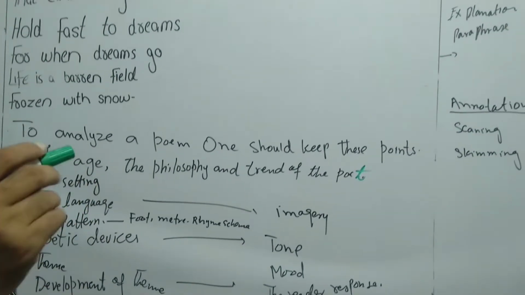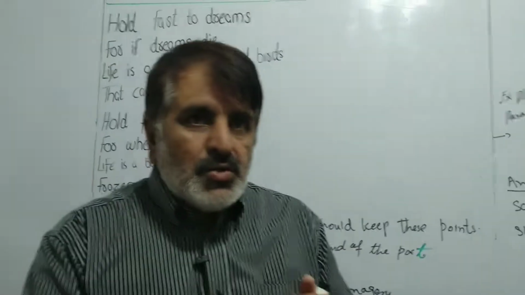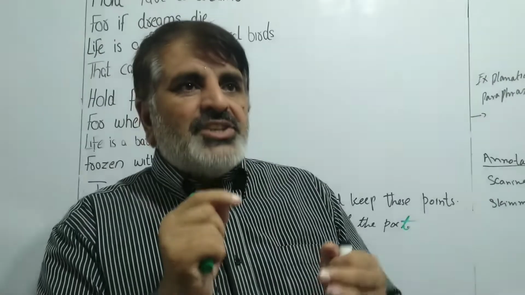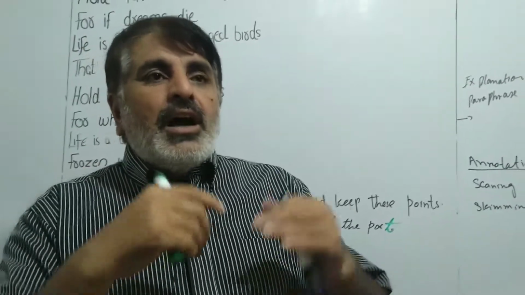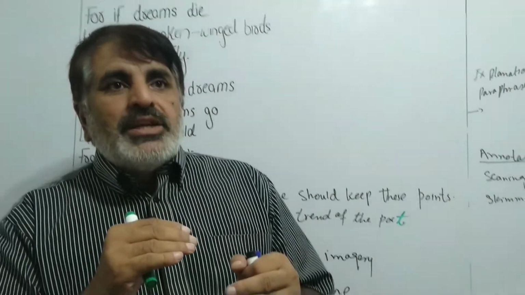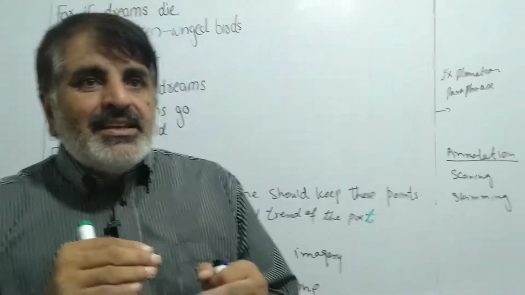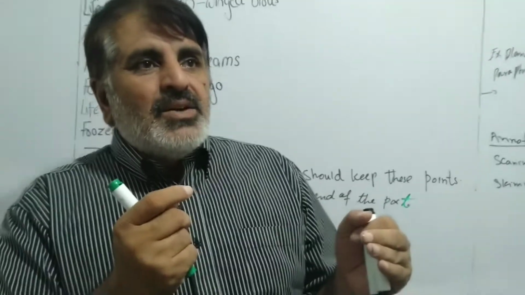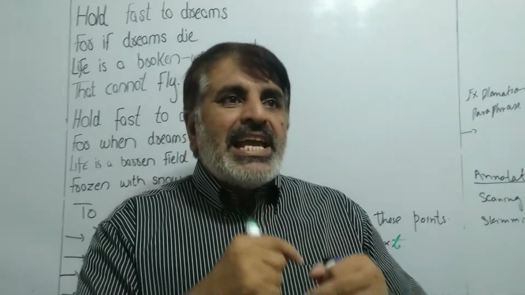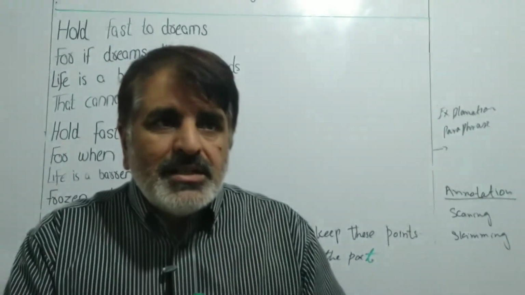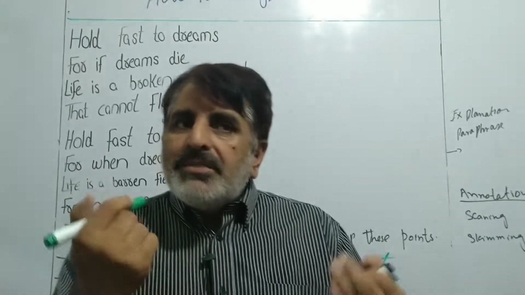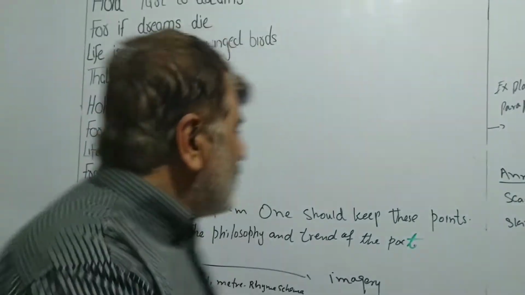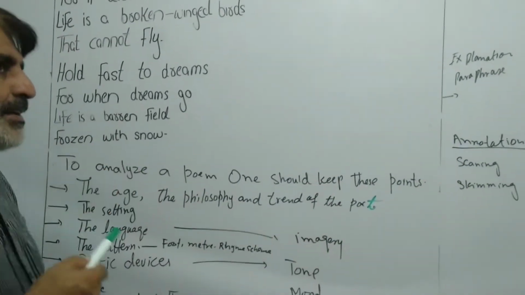This is very important. If you want to understand a poem, you should understand the poet. If you don't know about the poet's philosophy and trend, then you will not be able to analyze, interpret, and explain the specific poem correctly. Sometimes we guess, but if we know the age, trend and philosophy of the poet, then it becomes easy to interpret and analyze. So this is important.